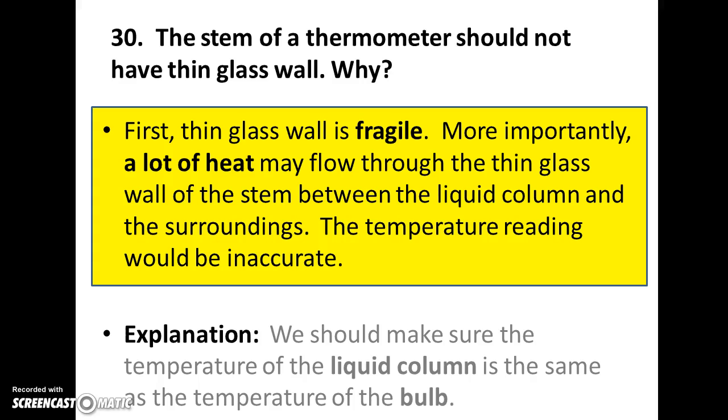Question 30. What about the stem? Should it also have thin glass wall? If it is thin, then the glass wall is weak and it becomes fragile. It may be easily broken. And more importantly, there will be a lot of heat flow between the liquid column and the surroundings through the glass wall. So the temperature reading would be affected and it becomes inaccurate.